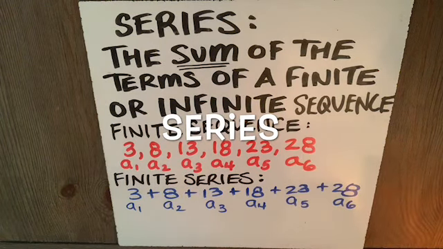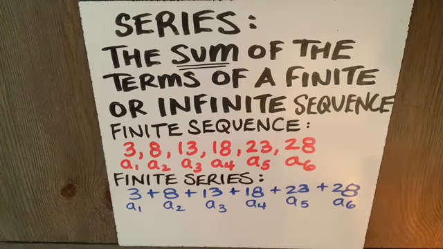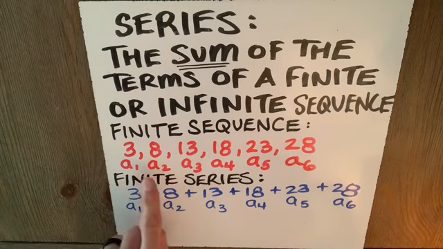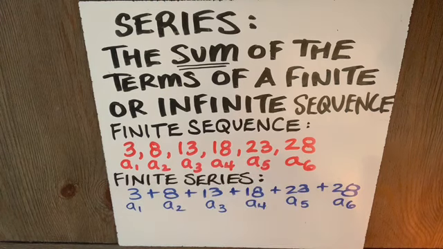A series is the sum of the terms of a finite or infinite sequence. A finite sequence, remember, is going to be an ordered list of numbers separated by commas: 3, 8, 13, 18, 23, 28.